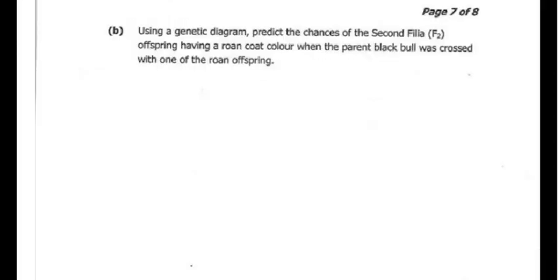Okay, and then the next question says, using a genetic diagram, predict the chances of the second filial offspring having a roan coat color when the parent black bull was crossed with one of the roan offspring. Okay, so we kind of need a lot more space. So the question is pretty much telling us to cross a black bull with a roan cow, which is going to give us a second generation. So we're going to start with the parents' phenotype, which is black bull being crossed with a roan cow.